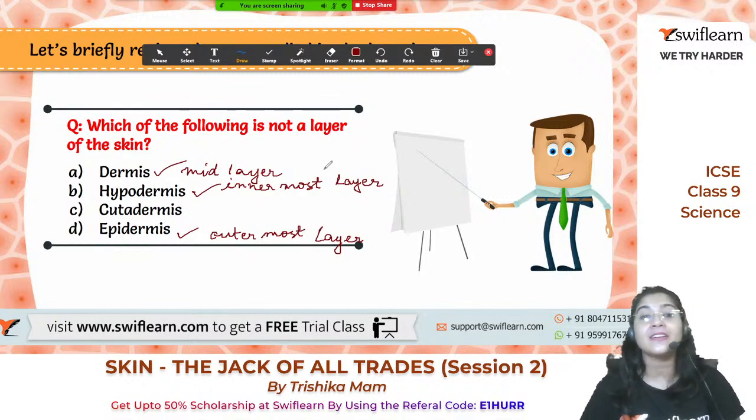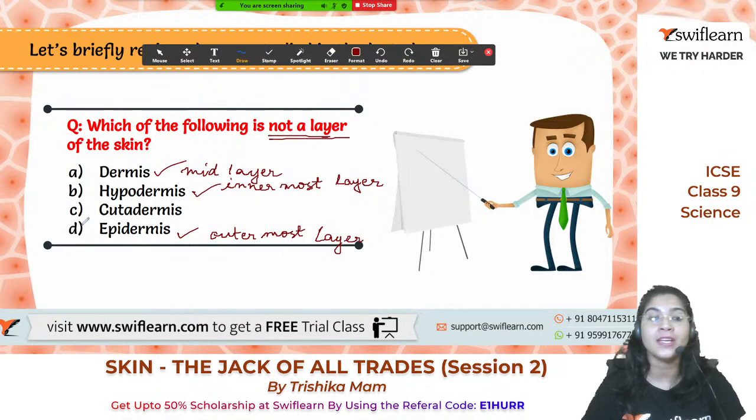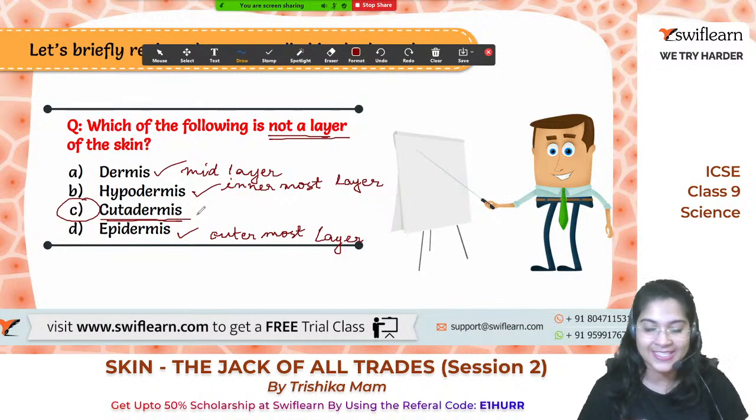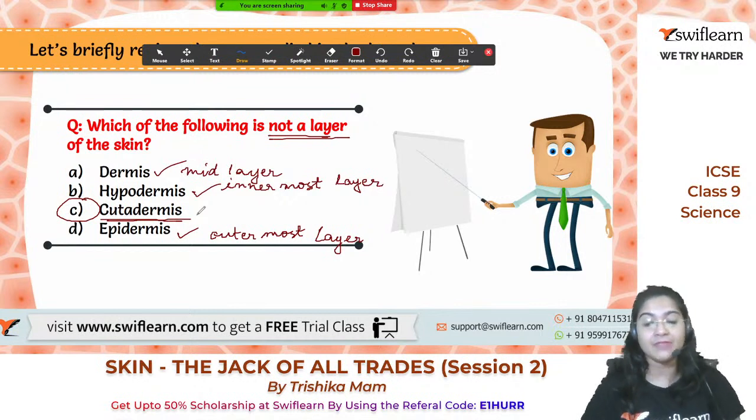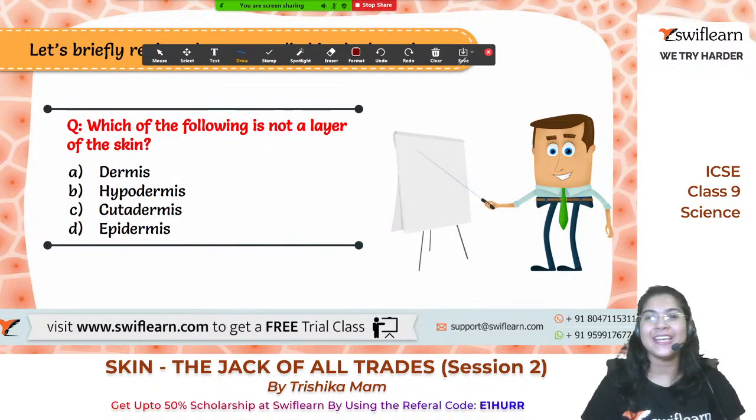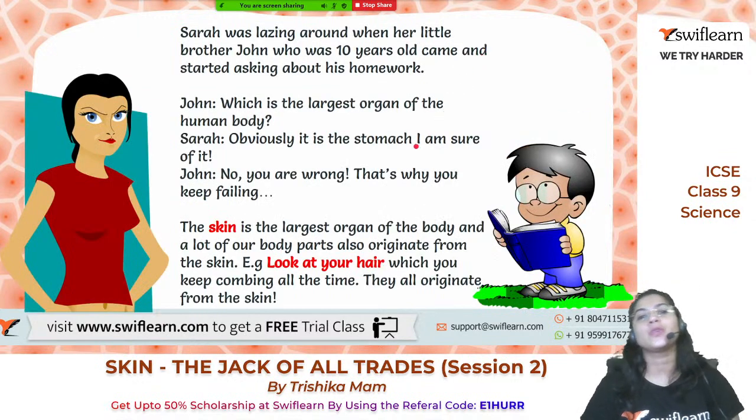So which is not a layer? Then this cutodermis is not a layer of the skin. Okay, so C will be the correct answer. Clear up to this much? Yes. Now let's begin with today's session.